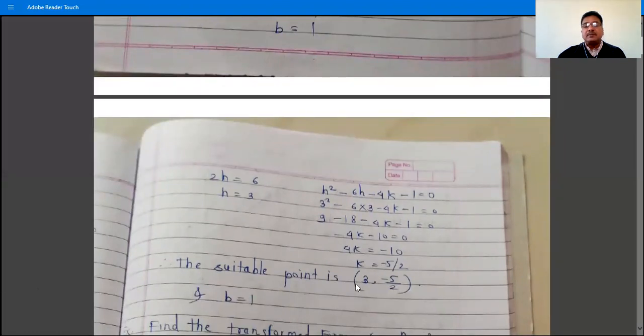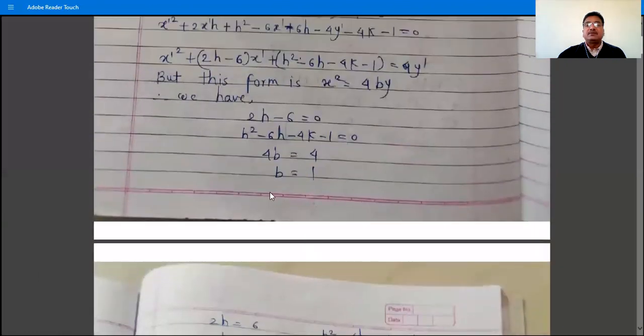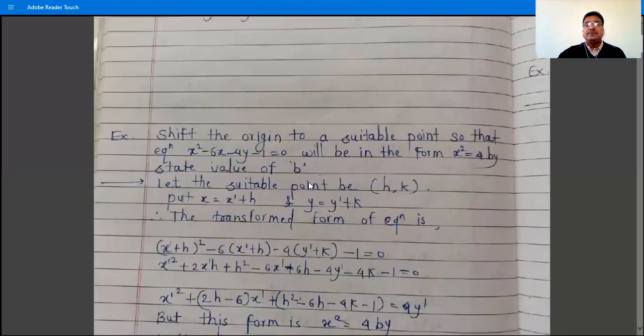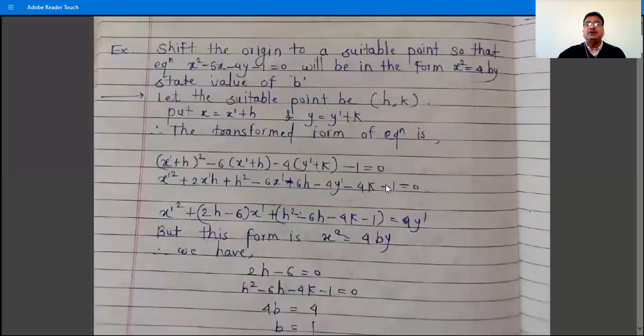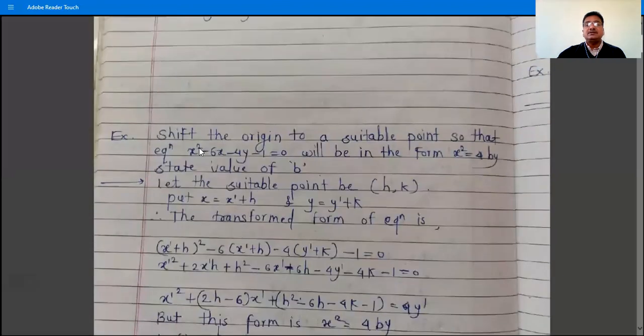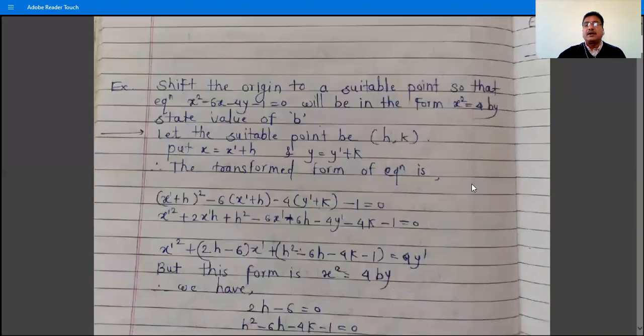And so the suitable point is what? h is 3 and k is minus 5 by 2. So write in round brackets (3, minus 5 by 2), and b is 1. So if we shift the origin to this point (3, minus 5 by 2), then this equation transforms to this form: x square is equal to 4by with b is equal to 1. That is, this equation transforms to x square is equal to 4y.